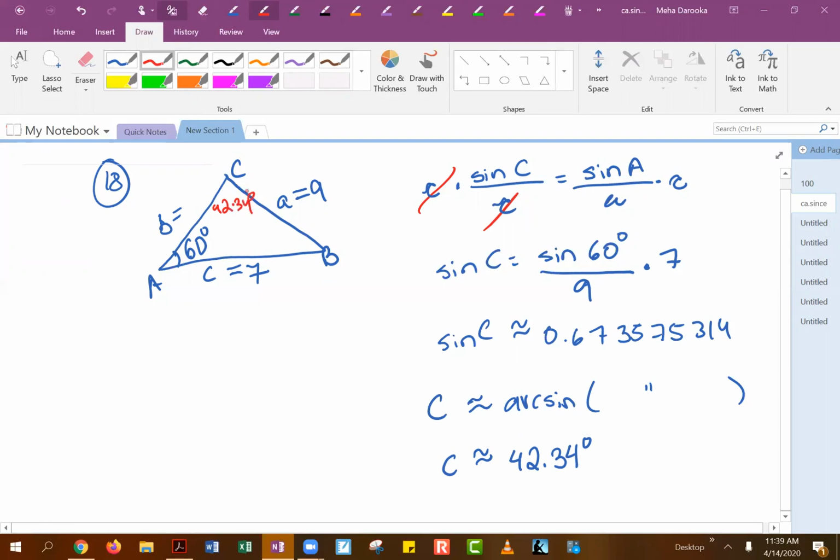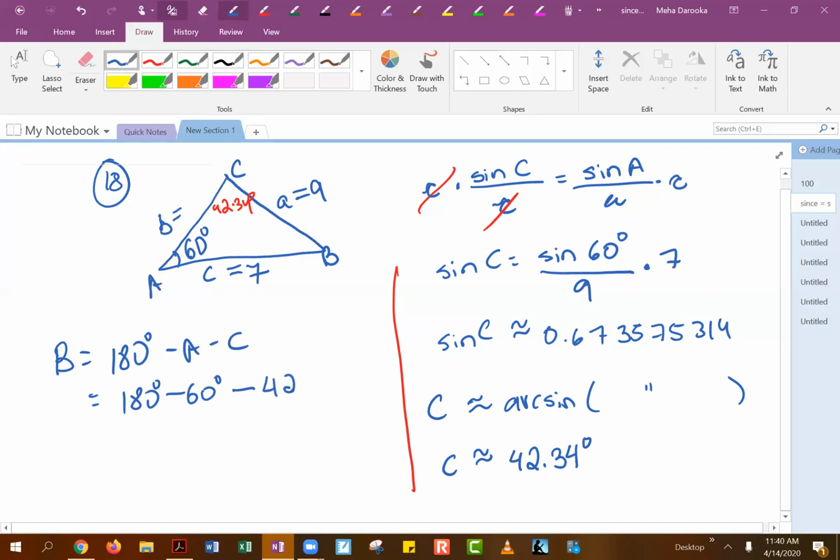Okay, now what can we do to find the next angle? Subtract from 180. Yeah, now you can do the subtraction since we have two of the angles. That comes out to 77.66 degrees. All right, very good.